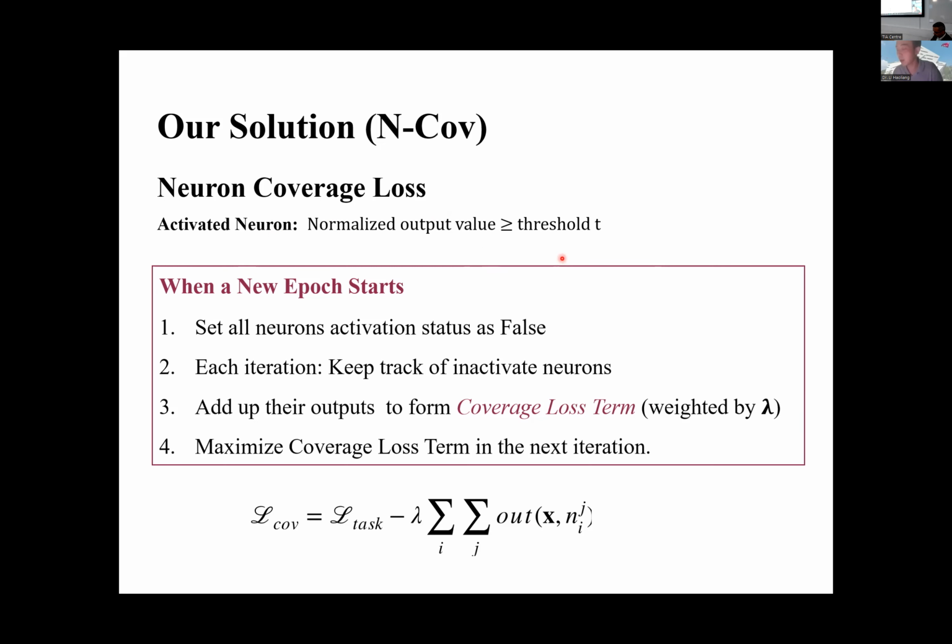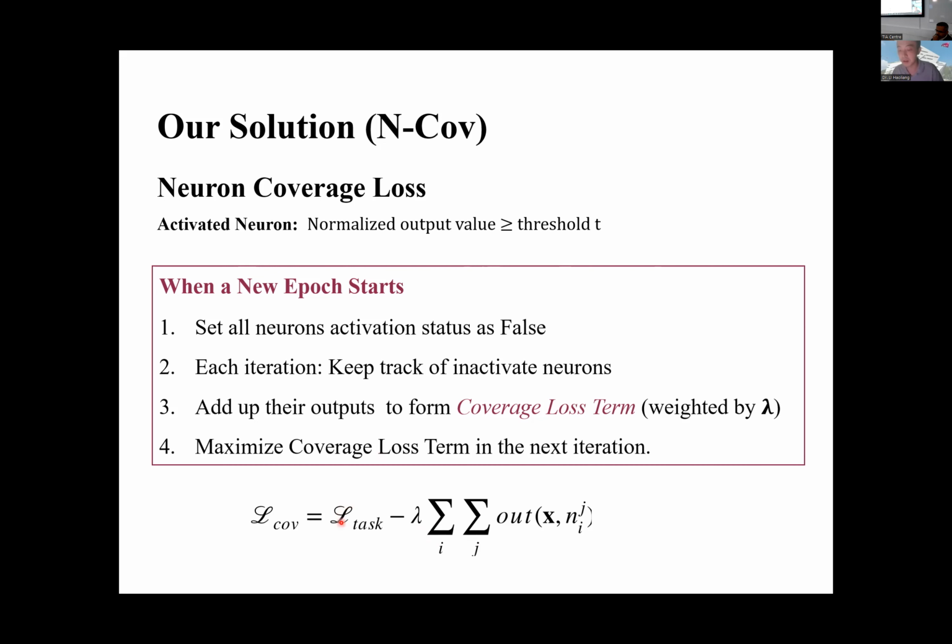What we want to do is try to maximize the coverage loss during the next iteration. Unlike using neuron coverage only for DNN testing, we want to incorporate this neuron coverage as a loss function during the training. So this is our loss, because we want to maximize this term.